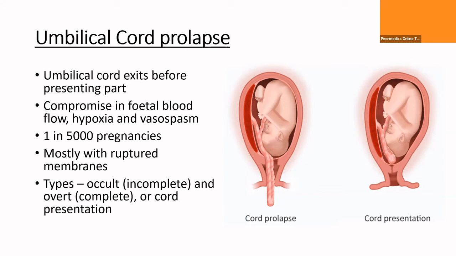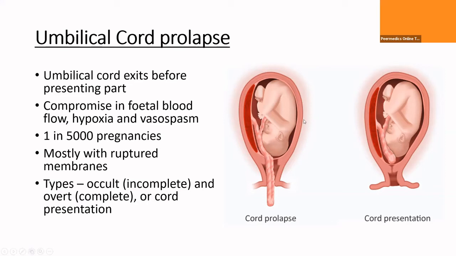We tend to classify this as either occult, which means it's incomplete, where the cord descends alongside the presenting part but not beyond it, or overt, where it's complete and the cord descends past the presenting part and is lower than it in the pelvis. So you can see this in the image on the left hand side there.